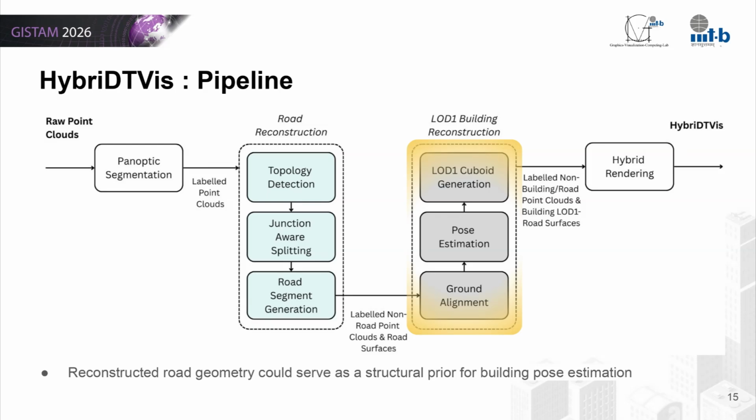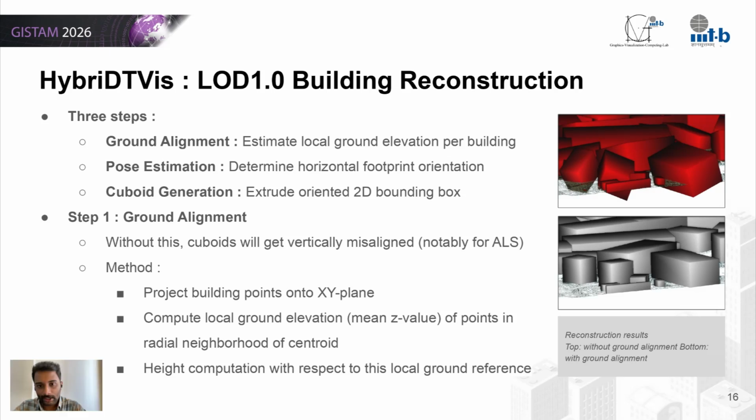Moving to the building reconstruction module. So we follow three steps: ground alignment, pose estimation, and cuboid generation. Ground alignment is very important for ALS data. Without it, the cuboids end up floating or vertically misaligned. The fix is pretty much straightforward.